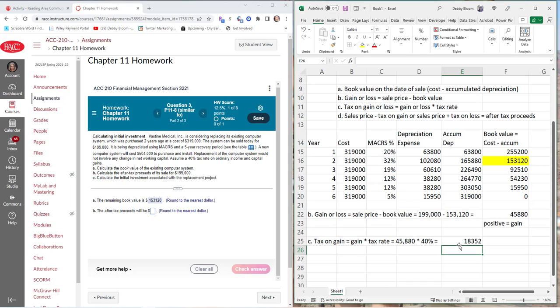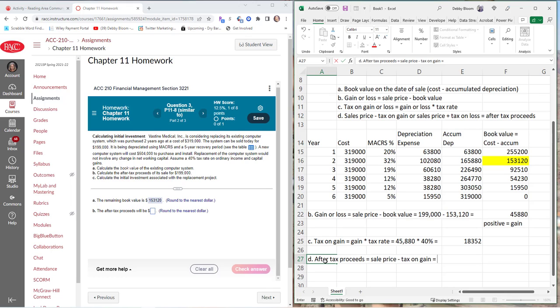Now, notice, to calculate our after-tax proceeds, we now have to move on to Part D. So, in Part D, our after-tax proceeds, we're going to take the sale price and subtract the tax that we have to pay on the gain. Again, if that were a loss, if that 45,880 had come out to a negative number, all we would have to do is add back the tax instead of subtracting out the tax.